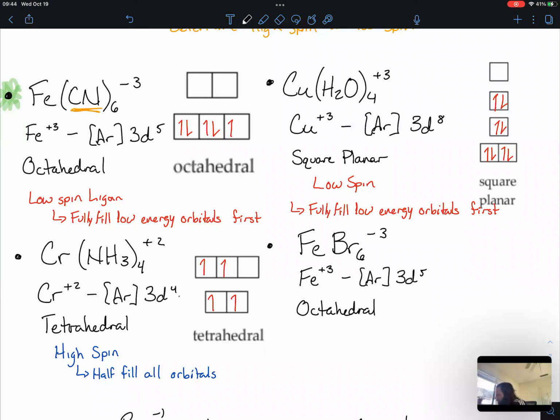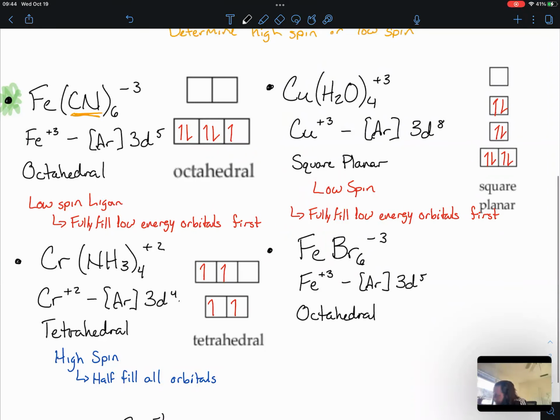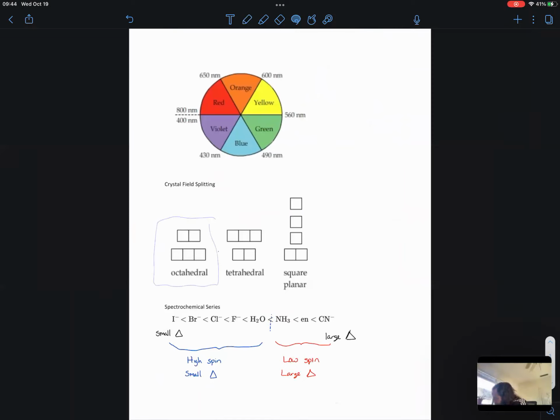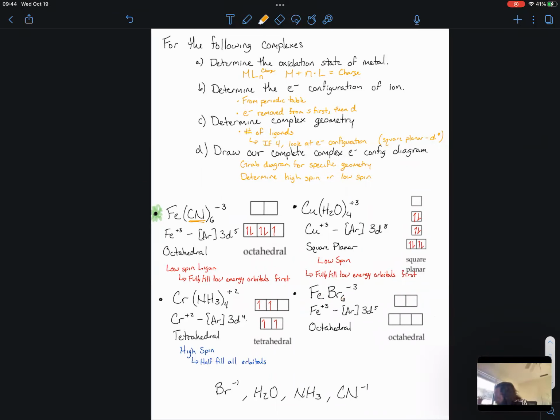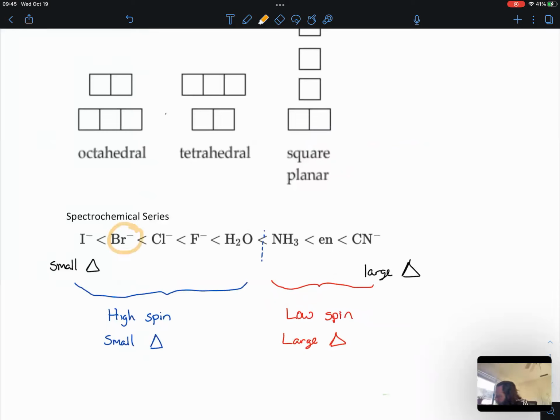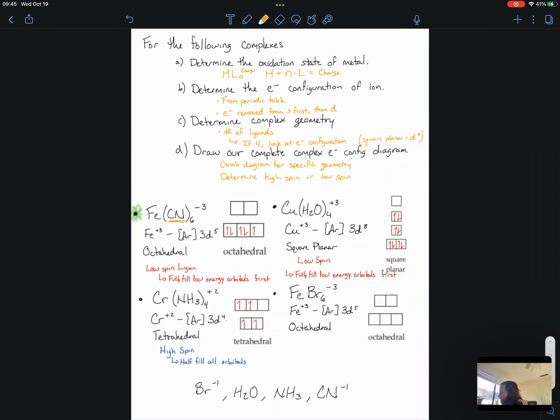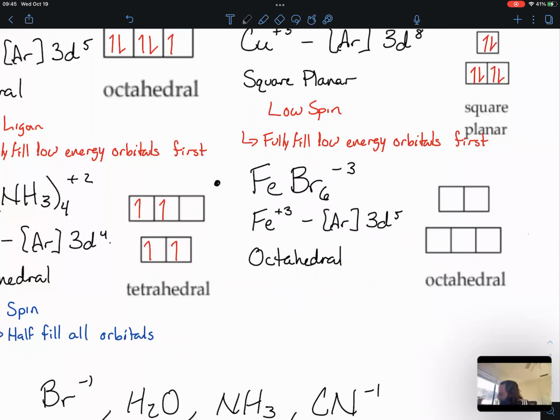And since this is an octahedral, I know what diagram I'm going to grab. So we can just do that real quick. I'm going to grab this octahedral diagram and paste that over here. But I've got to determine how I'm going to fill in this diagram, and for octahedrals, it depends on the identity of the ligand. So I'm going to go back to my series here, and I'll see that bromine is on the low end of my spectrochemical series. So it is a high spin ligand, which means I'm going to fill in this diagram in a high spin way.